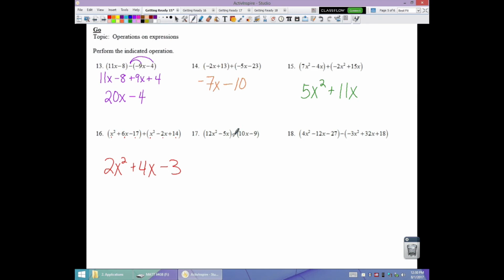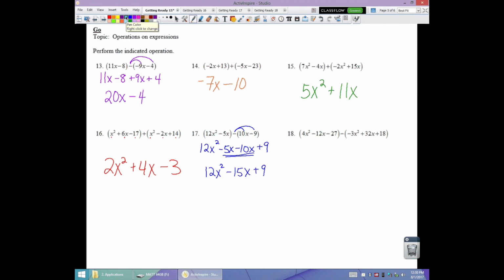Number 17, we have subtraction. Takes an extra step to distribute the negative. So that looks like 12x squared minus 5x. Turns that into minus 10x plus 9. So the only like terms are the two here in the middle. So we end up with 12x squared minus 15x plus 9.